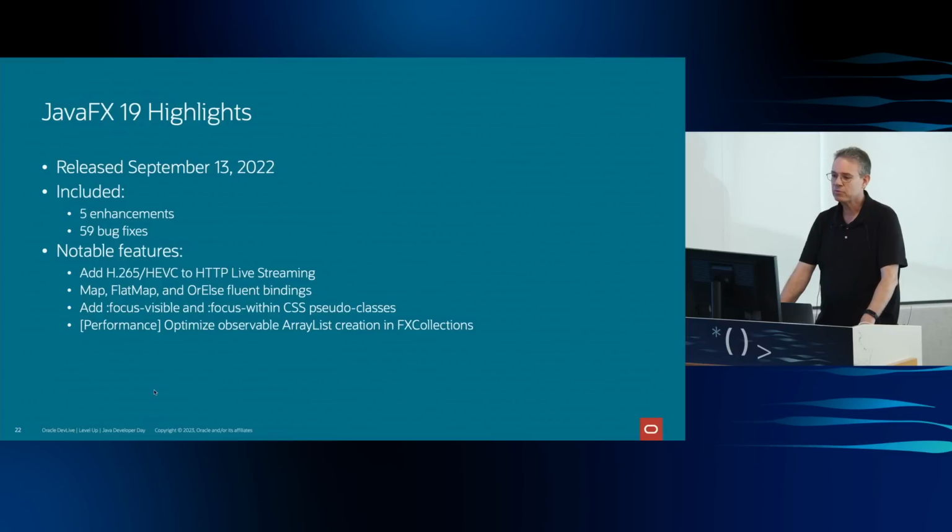JavaFX 19 was released last September. And in addition to, as a follow-on to the H.265, we added HTTP live streaming for that, because that's another thing that was missing. And we also added some additional binding and property support in the flavor of flatMap or orElse and fluent bindings, and a couple of other minor features.